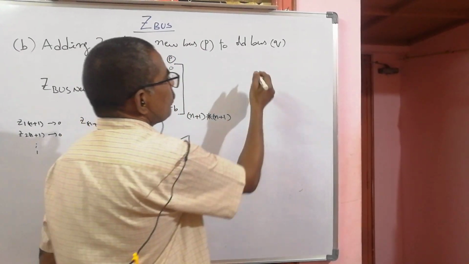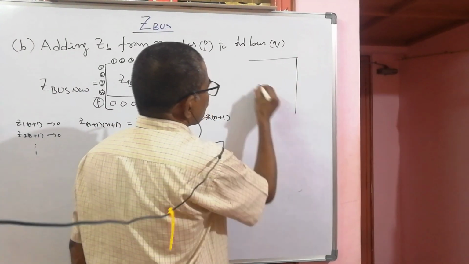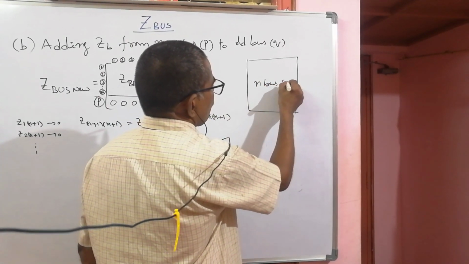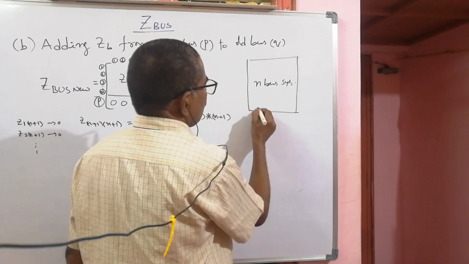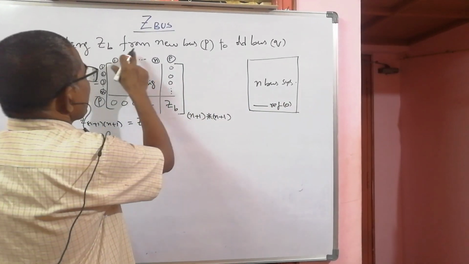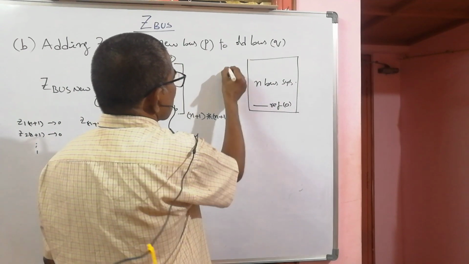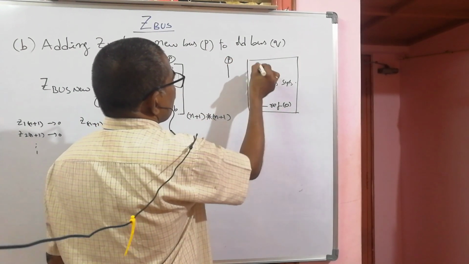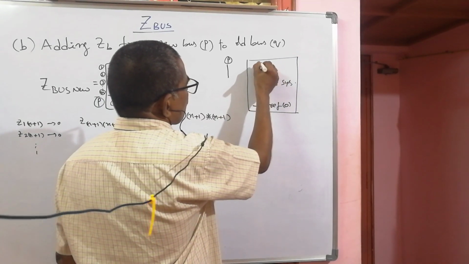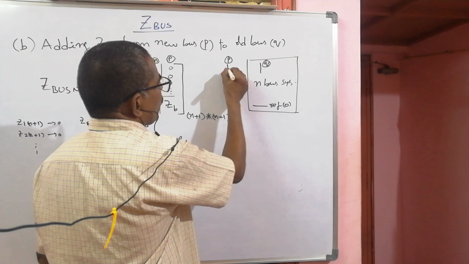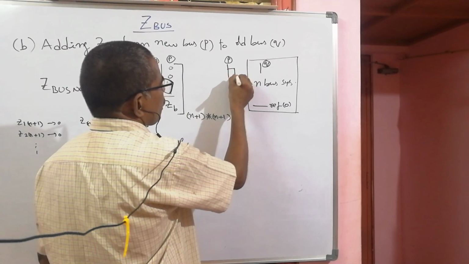So what is the diagram? This is your existing n bus system, with the reference. We are adding ZB from a new bus. This is new bus P, old bus, this is your Q, and you are adding ZB.